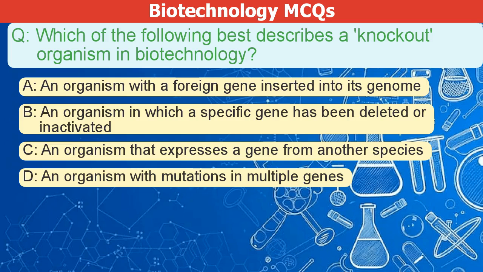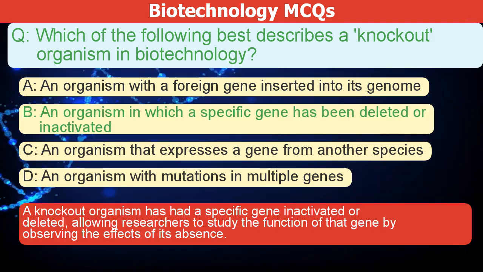Which of the following best describes a knockout organism in biotechnology? A. An organism with a foreign gene inserted into its genome. B. An organism in which a specific gene has been deleted or inactivated. C. An organism that expresses a gene from another species. D. An organism with mutations in multiple genes. The correct answer is B. A knockout organism has had a specific gene inactivated or deleted, allowing researchers to study the function of that gene by observing the effects of its absence.